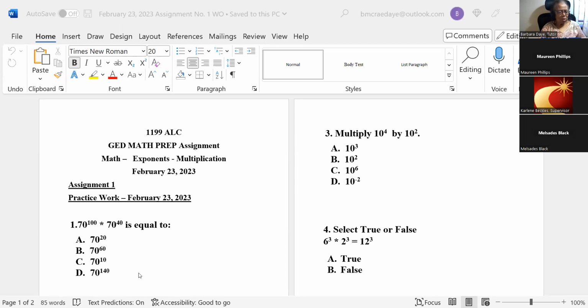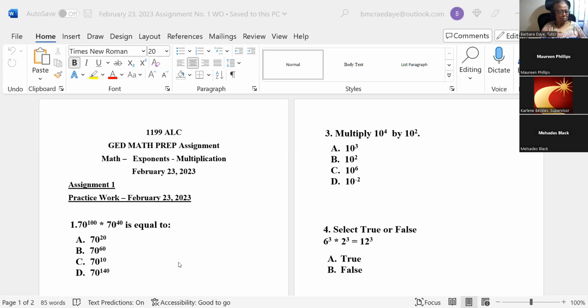Where do you get a plus? Oh, sorry, times. Times, asterisk or dot. I know it's multiplication, I just didn't see the sign. Okay, so what is your answer?